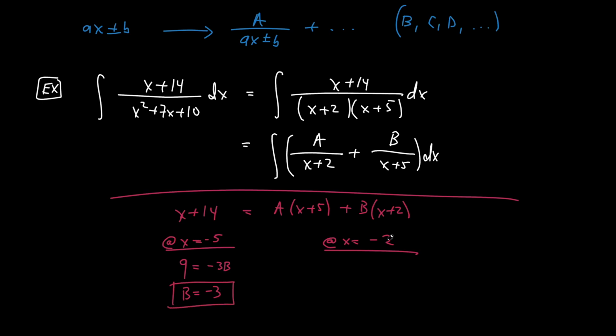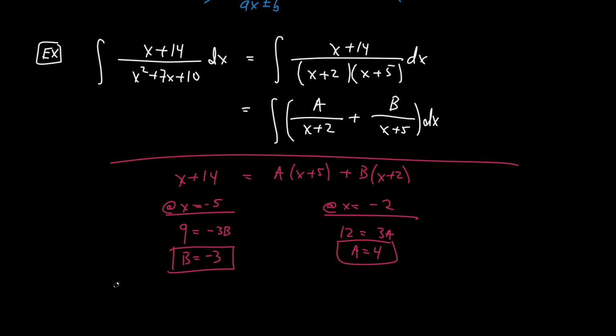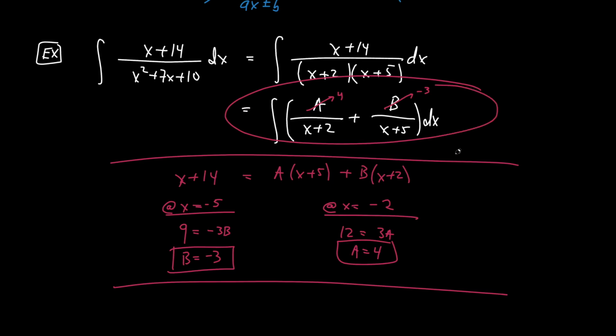Similarly, at x is -2, I lose this b term, right? This is gone. I get -2 plus 14, which is 12. -2 plus 5 is 3, so 3a. A would be equal to 4. Okay? So what I notice is that a is 4, b is -3. I can go ahead and replace a and b in my decomposition, and then I can try and just tackle what each of these integrals are going to be.